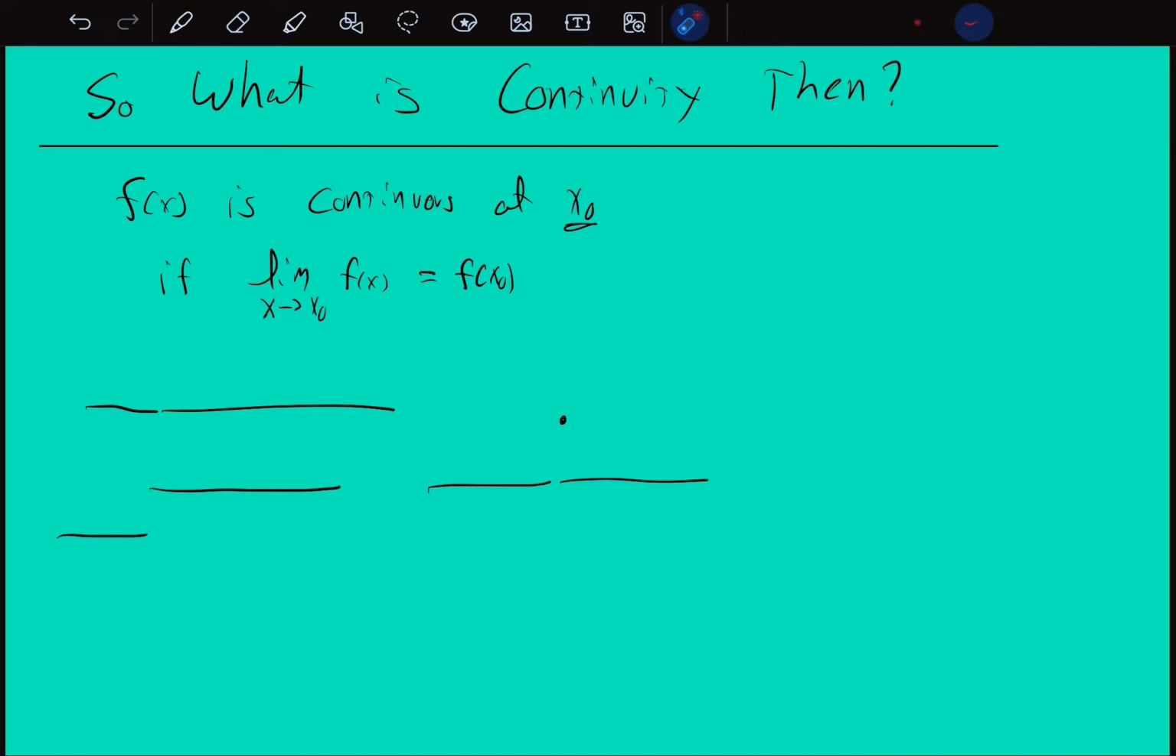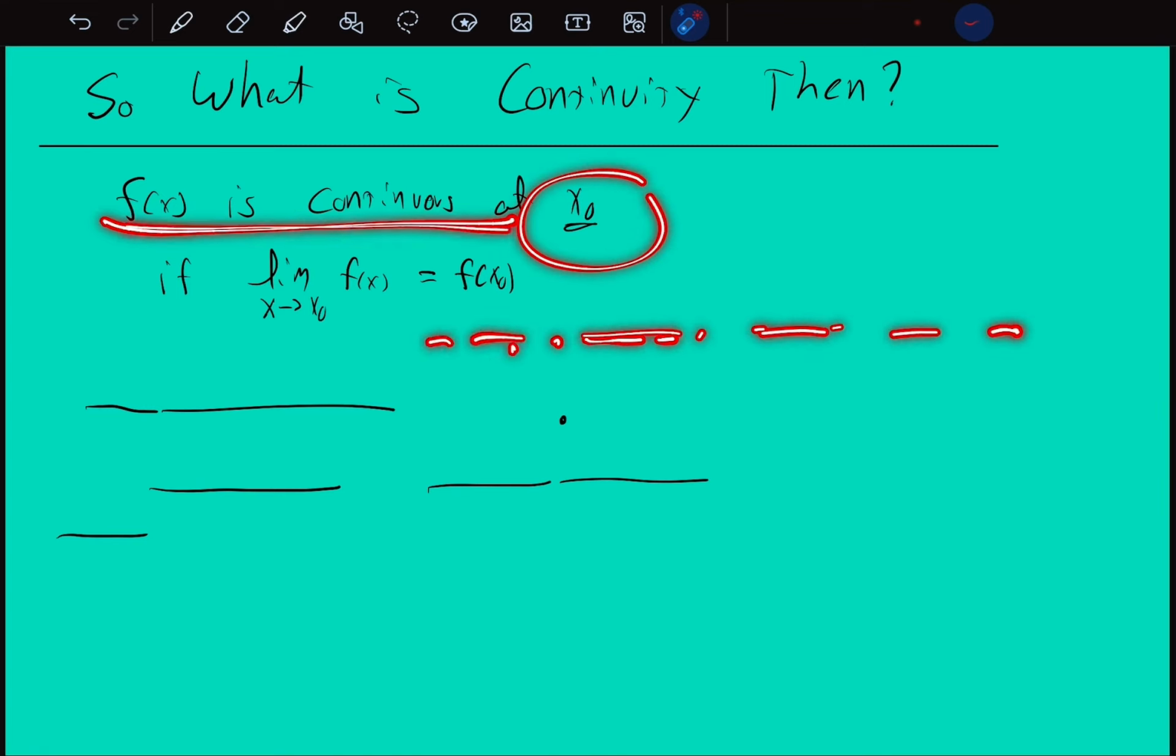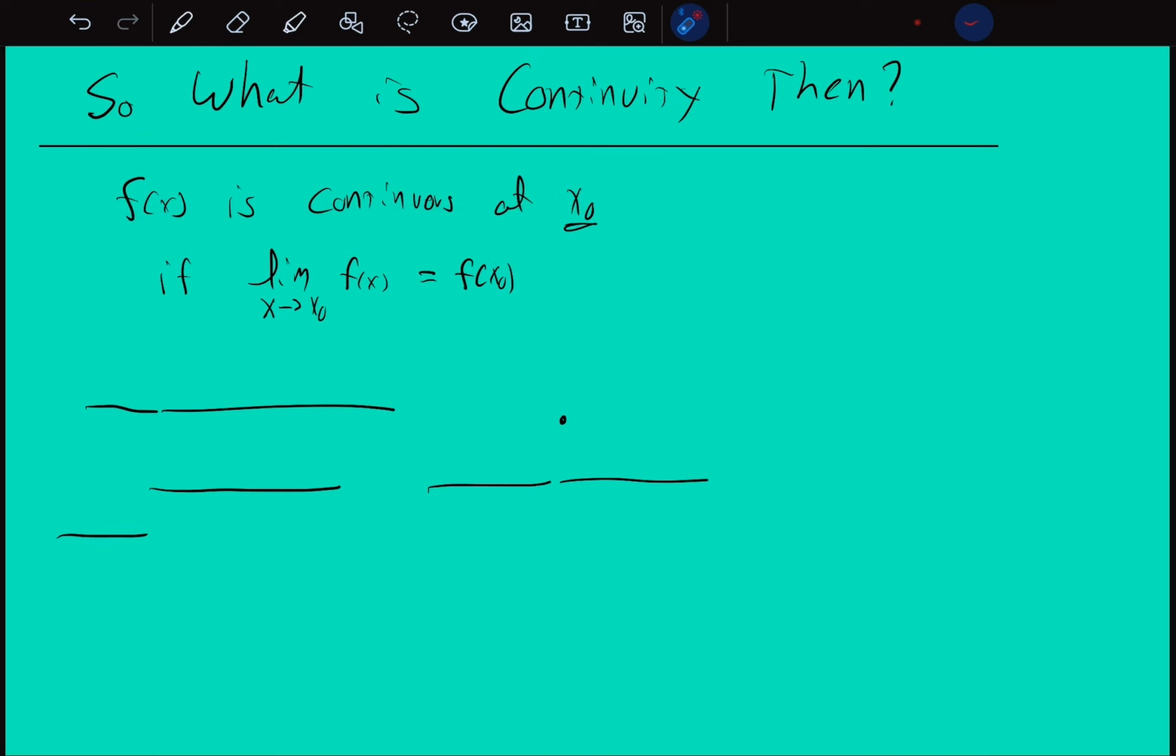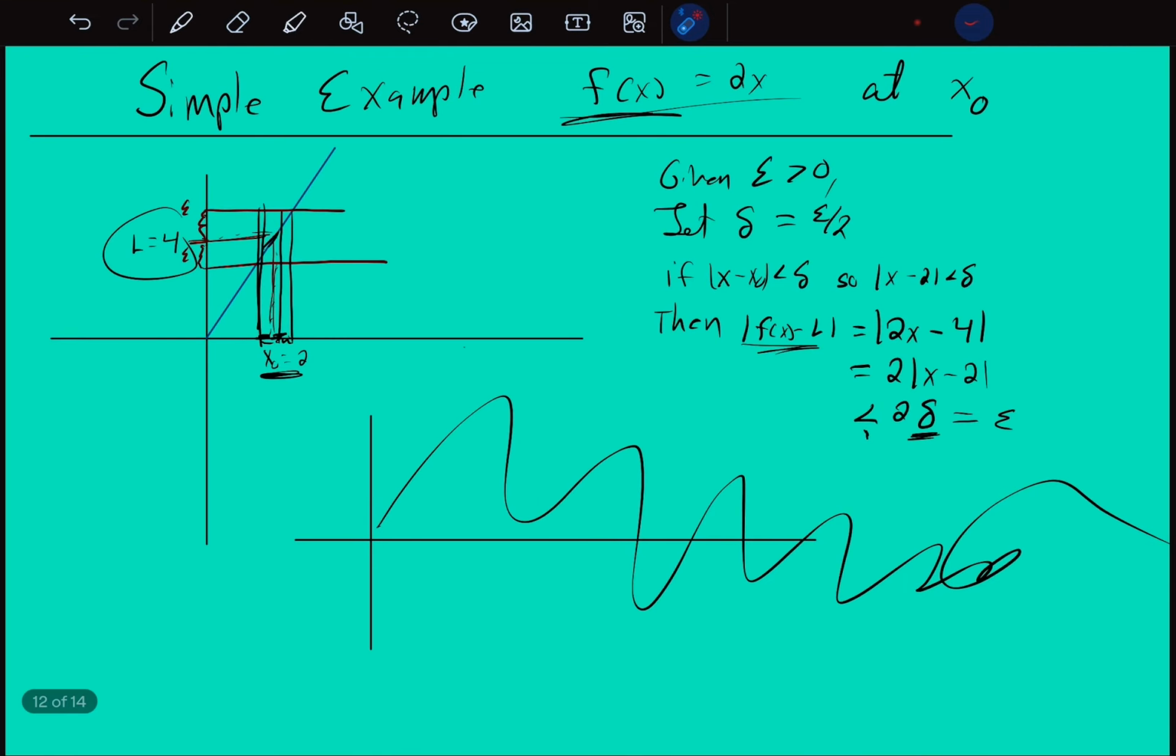Now, how do we know if f of x is just a continuous function? Well, it's just a generalization. If f of x is continuous at every single x naught, then f of x is just fully continuous everywhere. And how do you do that? You generalize. What if instead of saying L here, we just said f of x naught?